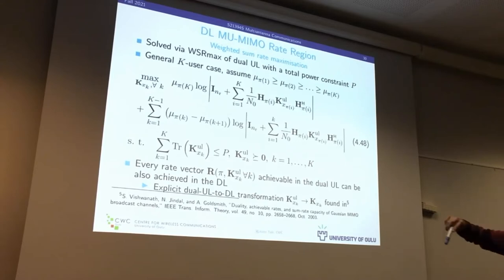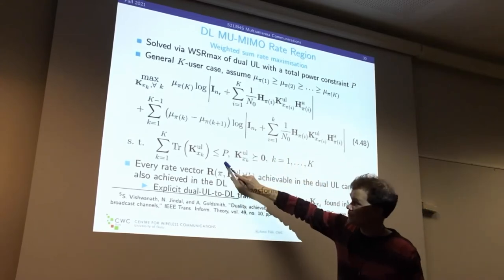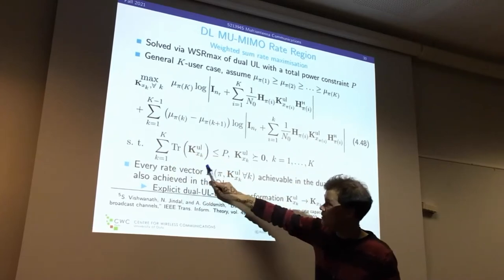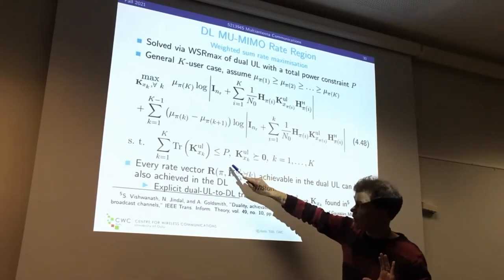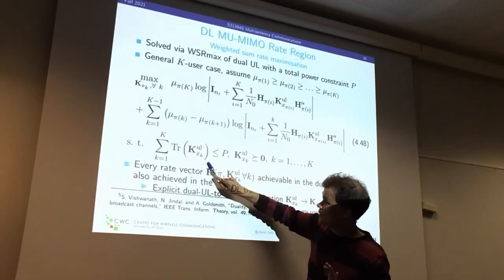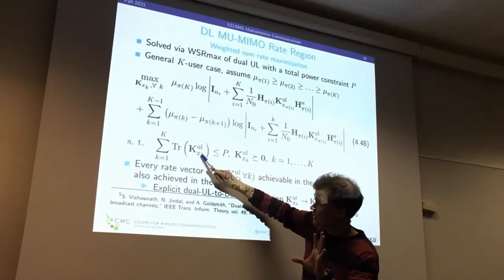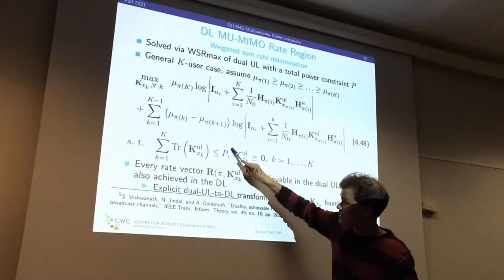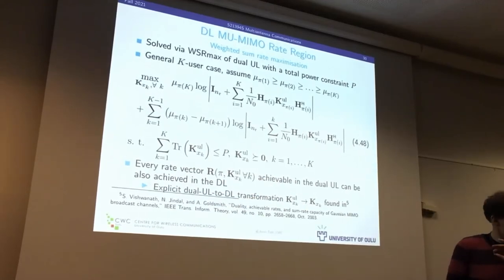Okay, anyways, we have this formula that depends on this priority order, and now we have a single power constraint, some power constraint in the dual uplink. The power of the dual uplink transmit covariance matrices, summed over all K users, is upper bounded by some power constraint of that one base station.